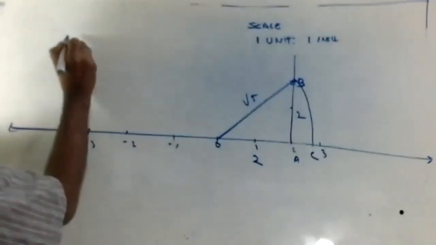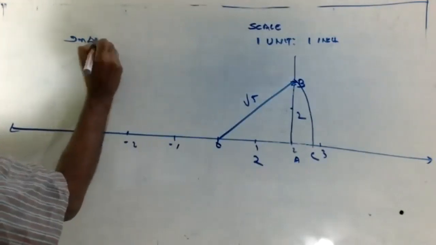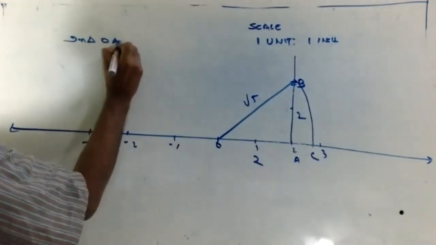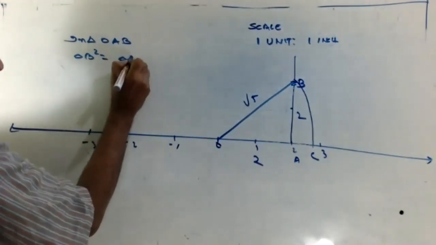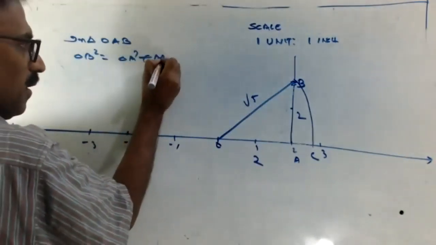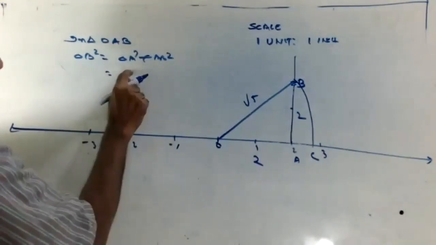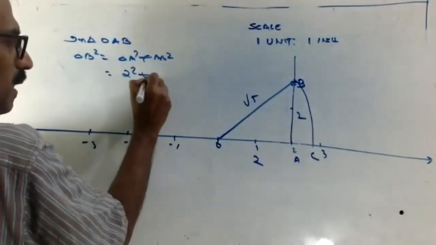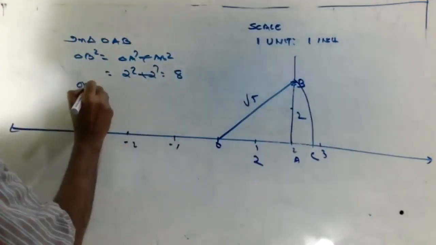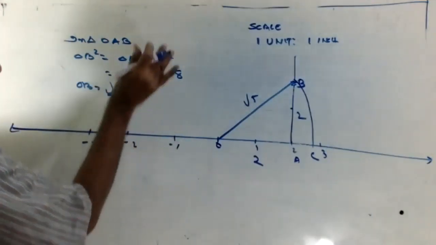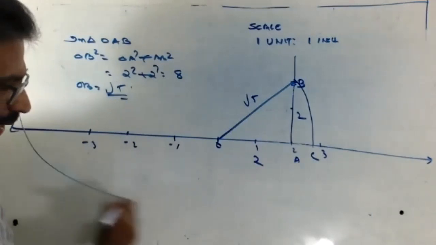Then you write here, in triangle OAB, OB square equal to OA square plus AB square. That is 2 square plus 2 square equal to 8. So OB equal to root 5. Don't show up, show here down only.